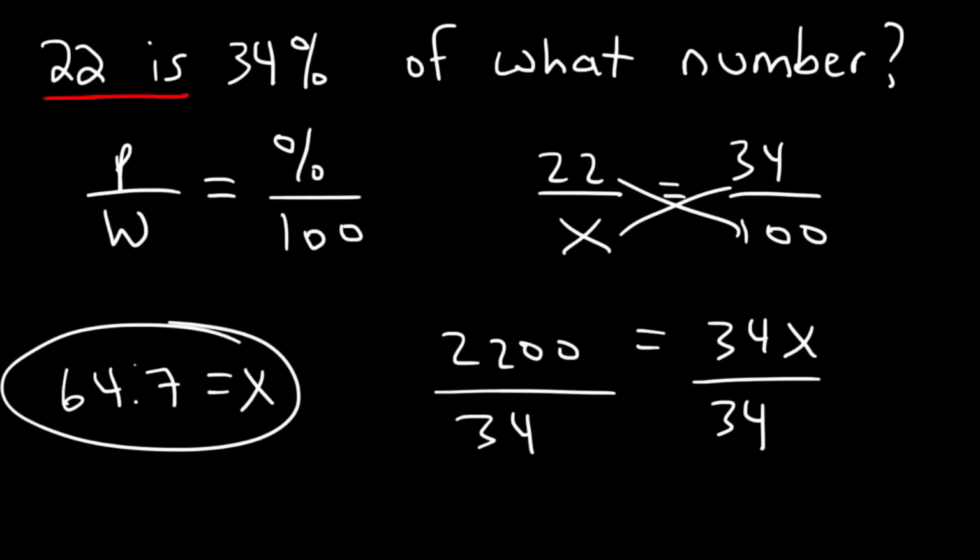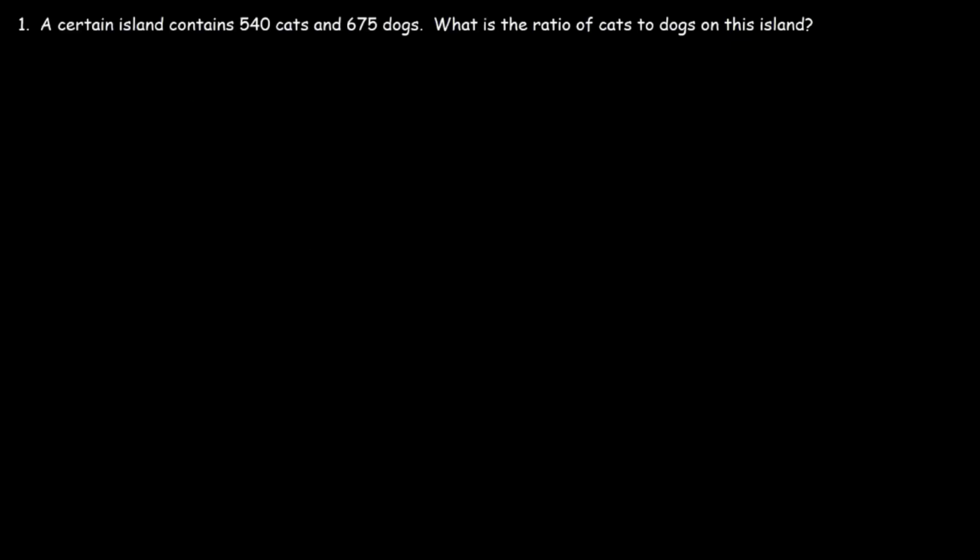And so now you know how to use the percent proportion formula in order to find the part, the percent, or the base, which is also known as the whole. Now let's work on problems involving ratios and proportions. Let's start with this one. A certain island contains 540 cats and 675 dogs. What is the ratio of cats to dogs on this island?